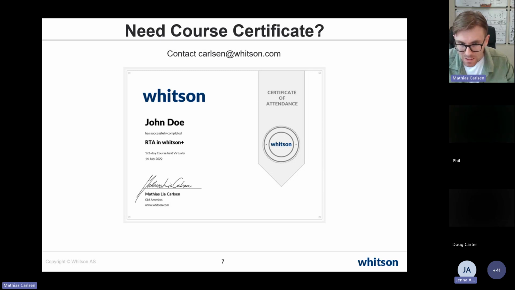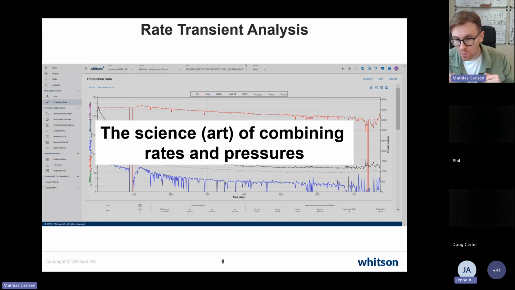As I mentioned, the main topic of today is RTA. If you want a simple way of thinking about RTA, I know some of you on the call, it's the first time you've probably even heard the word, or maybe the first time you do an RTA course. So if you want a simple way of thinking about what RTA is, you can think about it as the art or science of combining flowing rates and flowing pressures.